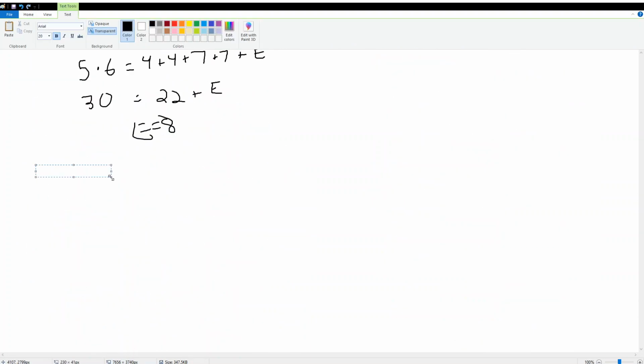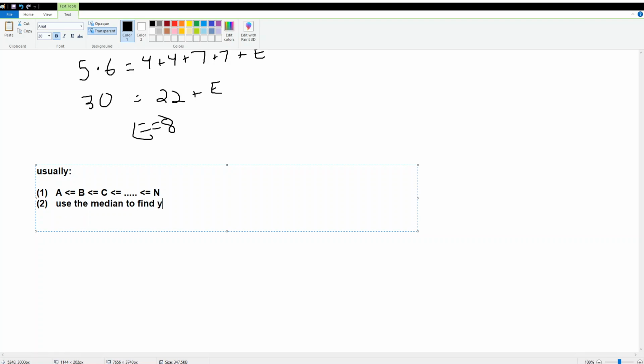usually, step 1, A is less than or equal to B, less than or equal to C, less than or equal to, and so on, less than or equal to N, however many data points you have. Then 2, use the median to find your first data point. In this case, we'll work with odd numbers, keep it nice and easy, because I'm trying to introduce you to the concept of it and show you the applications.